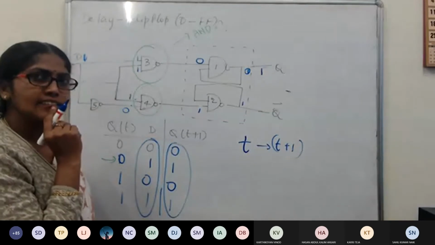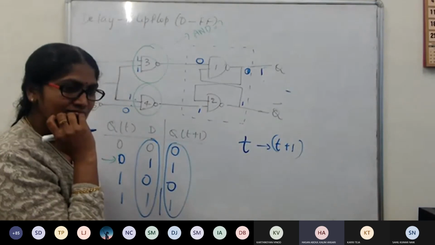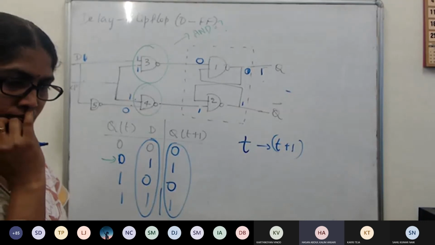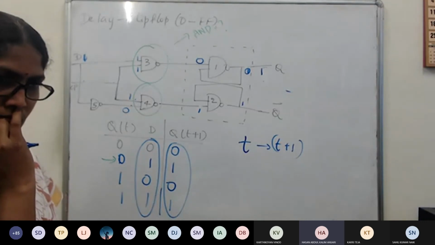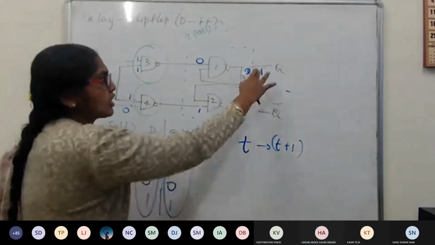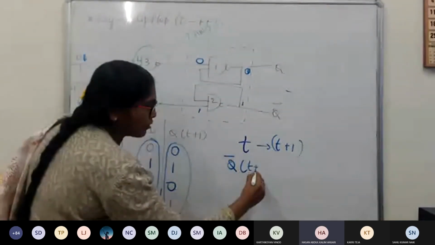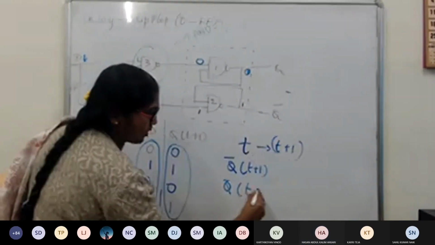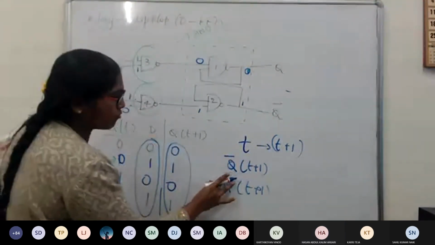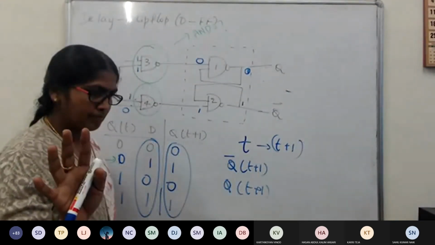Is that correct? What I'm saying is, I am getting Q of T plus 1 and Q bar of T plus 1, both 1. That can't be possible. How? You tell me. Ma'am, Q bar is 1. So Q of T plus 1 and Q bar of T plus 1, these two are coming 1 for you. Is that correct? Yes, ma'am.